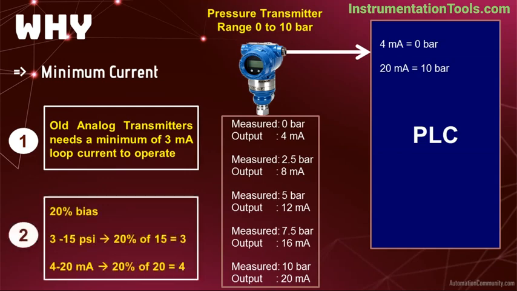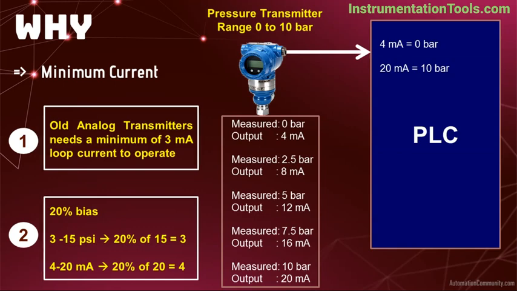The second reason is 20% bias. The engineers followed the 20% bias as one of the factors for selecting the 4 mA. Calculate the 20% bias for the standard 3 to 15 pounds per square inch pneumatic signal. 20% of 15 pounds per square inch is 3 pounds per square inch. So engineers followed the same rule for the current signal. 20% of 20 mA is 4 mA.